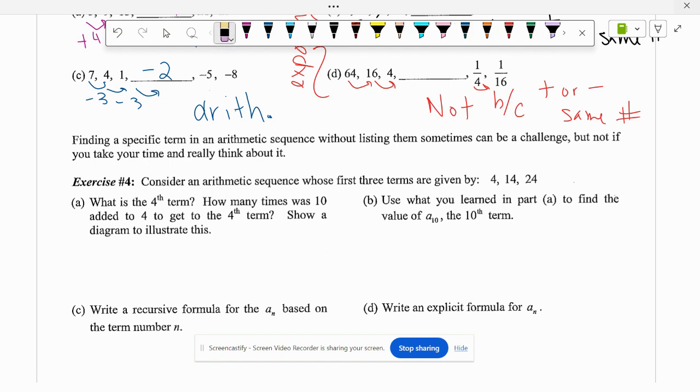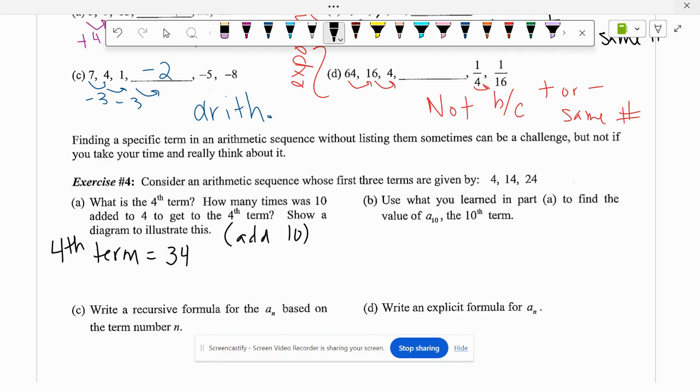So let's consider the arithmetic sequence whose first 3 terms are given: 4, 14, and 24. I want to find the 4th term. What is the 4th term? How did you do that? It's going up by 10. So I know that my 4th term equals 34. And I'm just going to put in little parentheses up here. We're adding 10 each time.